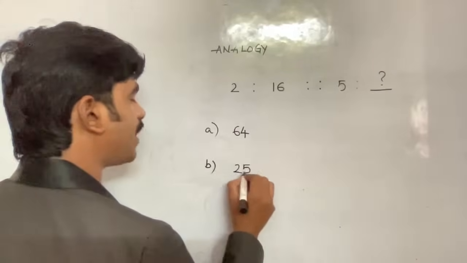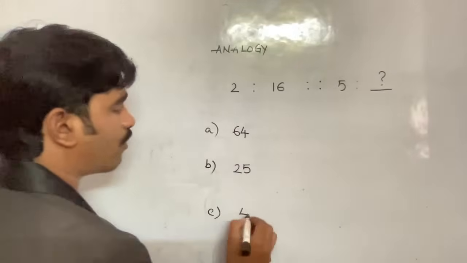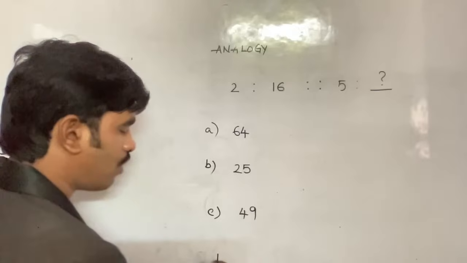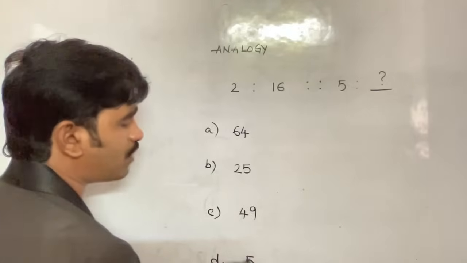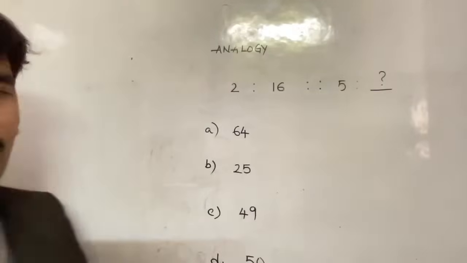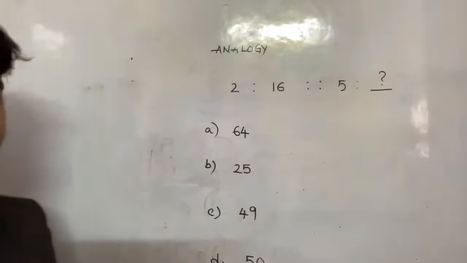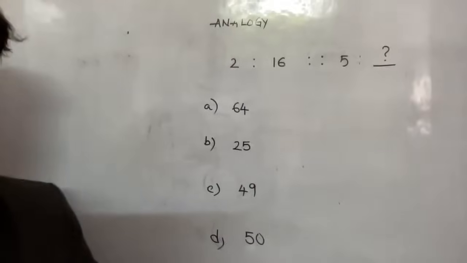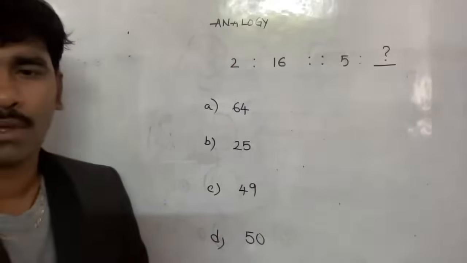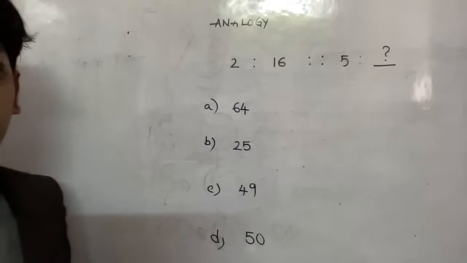Second option is given as 25. Third option is given as 49. Fourth option is given as 50. Observe here. I'm looking for your response.